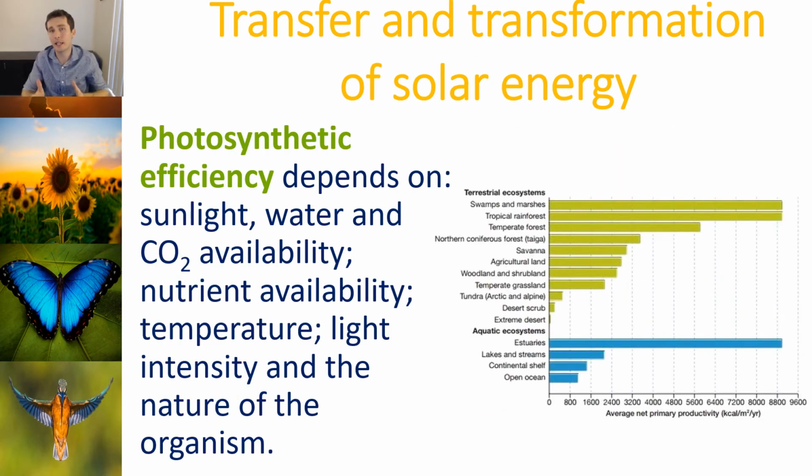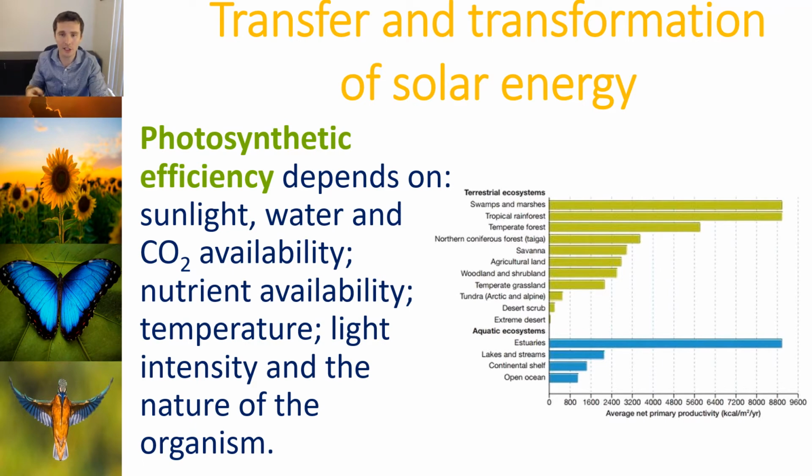The photosynthetic efficiency does depend on a variety of limiting factors. So things like sunlight, water, carbon dioxide availability, nutrient availability. Obviously, the greater there is of those things, the more photosynthetically efficient those organisms can be. Also temperature, light intensity, and there are other factors like the nature of the organism themselves that contribute to the efficiency.